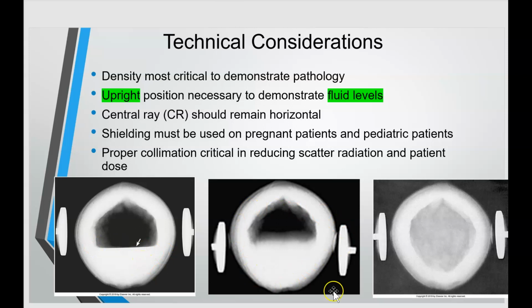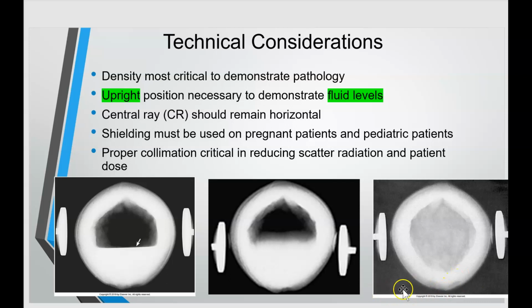Okay, this image in the middle here shows an upright coconut, an upright image, but with an angled central ray. And notice how you no longer have a distinct air fluid level. Now it's fuzzy, it's blurred, it is distorted. Okay, we want to stay away from any kind of angle to our central ray when we're doing sinuses to prevent this distortion in between the air and the fluid.